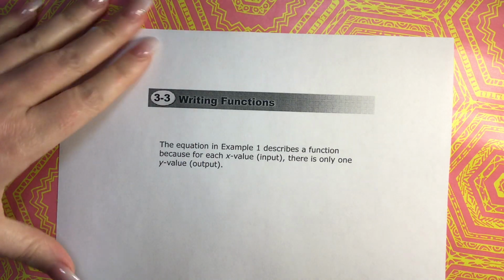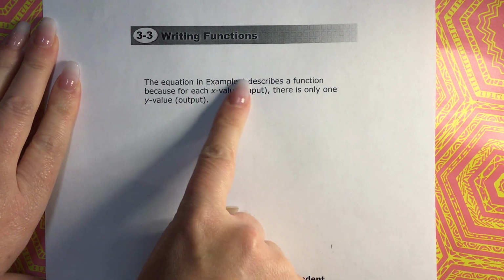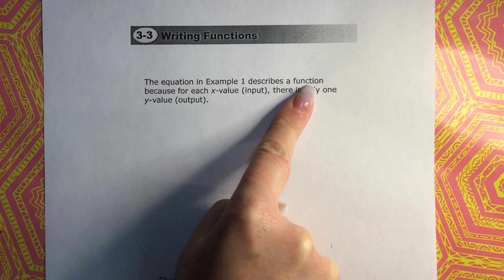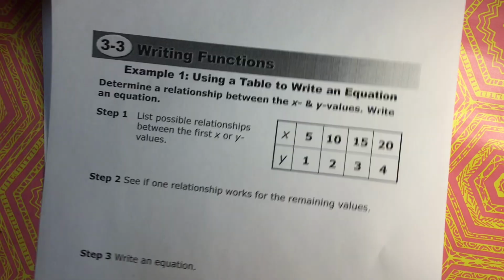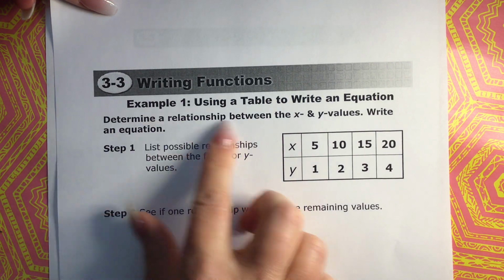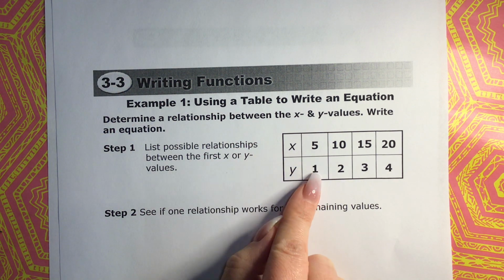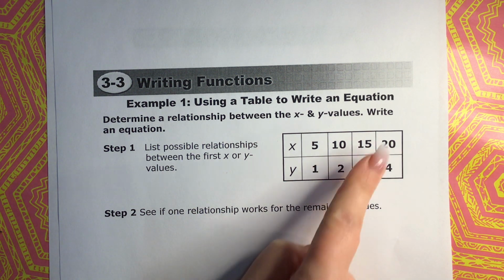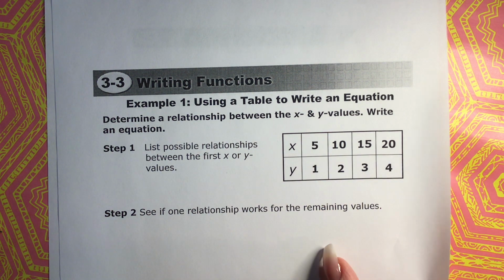All right. So the equation in example 1 describes a function, right? And a function means every domain value has exactly one range value. So if we're looking at the example for example 1, it's a function because every x value has one range value, this domain value has one range value, and so on with 20 and 4. Every single one of these domain values has exactly one range value, so we know that it is a function.